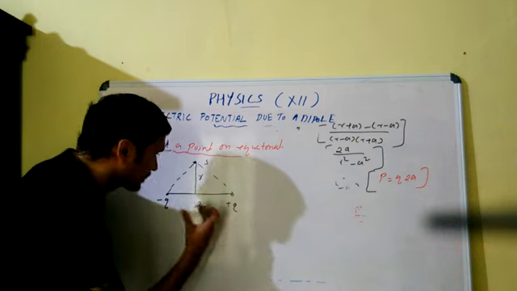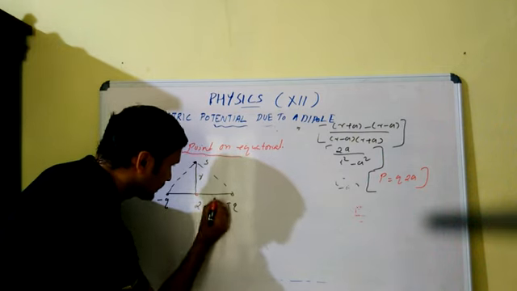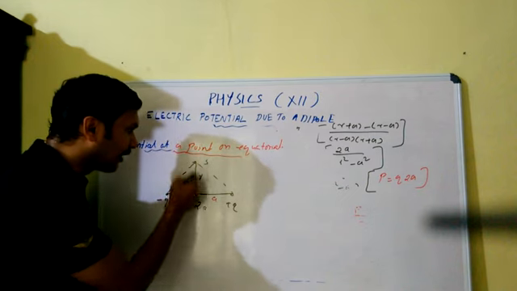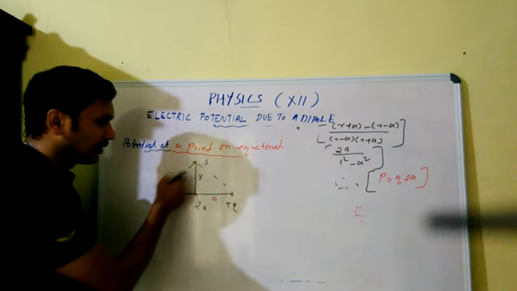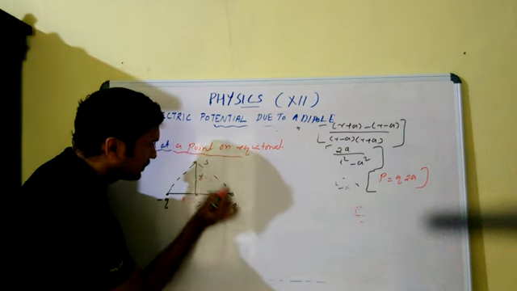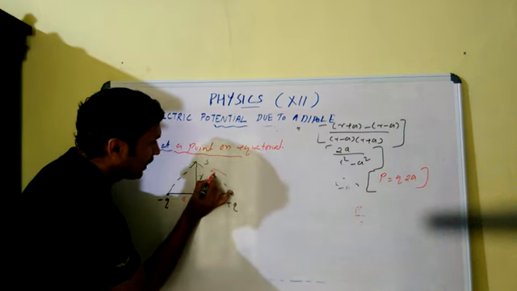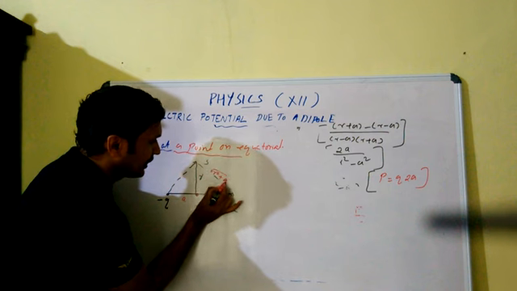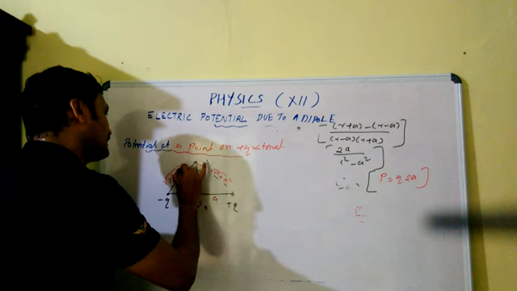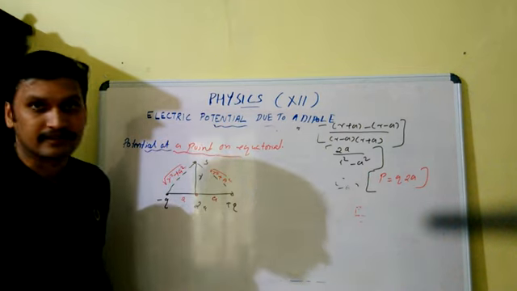This distance from the center to the charge is A. Here it is also A, and this distance is R. So by Pythagoras theorem, this distance will be root of R square plus A square, and this distance will be the same, root of R square plus A square.